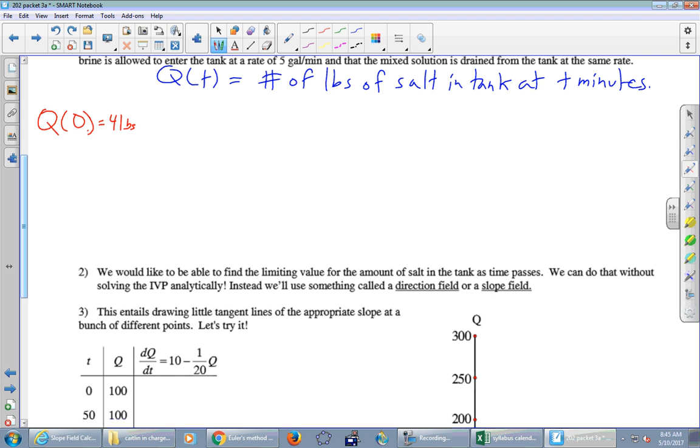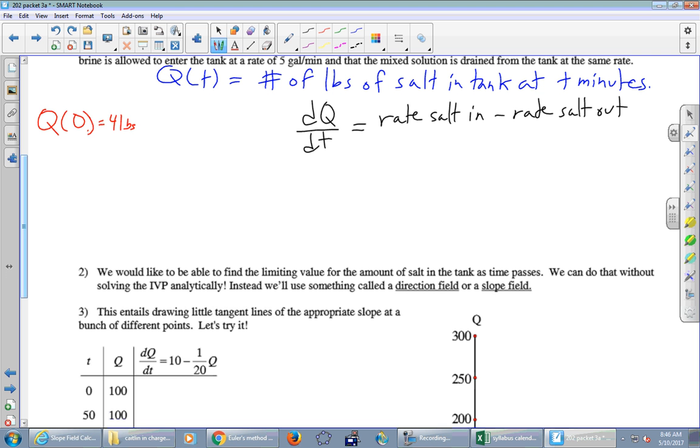All right, and now we are going to try to set up a differential equation here. So we are going to write dQ/dt. In English, this represents the rate at which the number of pounds of salt in the tank changes as time passes. Rate of change of salt with respect to time. For sure, this is equal to the rate of the salt coming in minus the rate of the salt going out. Agree?